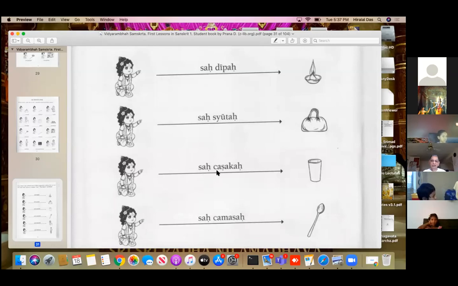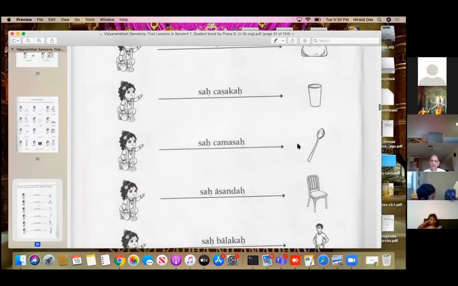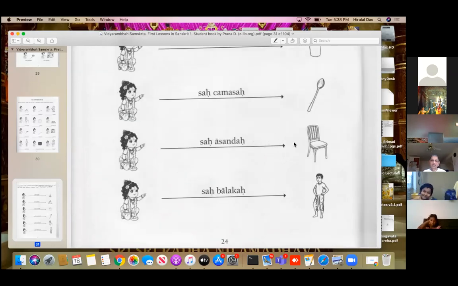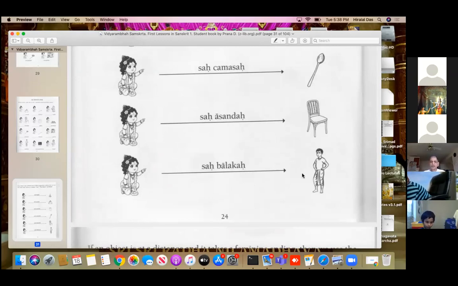Saha chasakaha asti. That is a cup. Saha chamasaha asti. That is a spoon. Saha asandaha asti. That is a chair. Saha balakaha asti. That is a boy. Very simple. This is all masculine. So you use saha.